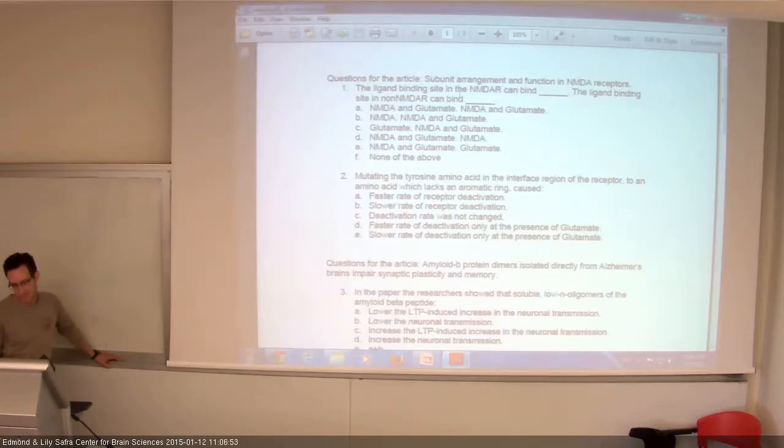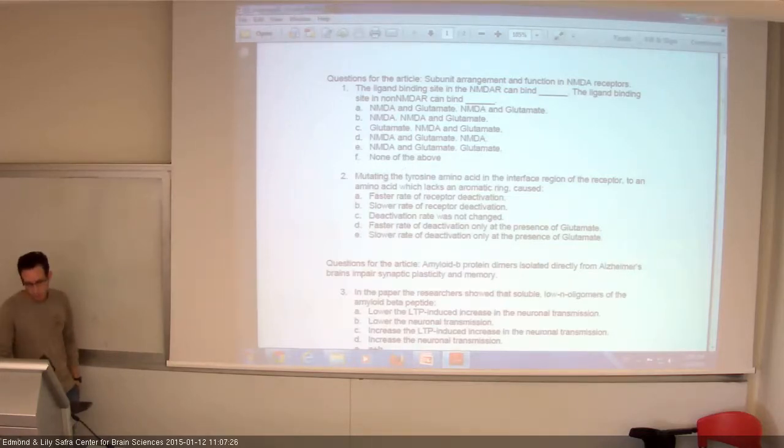So the ligand binding site in NMDA receptor can bind something. The ligand binding site in non-NMDA receptor can bind something else. Who wants to try? E: NMDA and glutamate, correct. So the NMDA receptor can bind NMDA and glutamate, and the non-NMDA in the article was GluR2, pretty much all the way through, so it can bind glutamate.